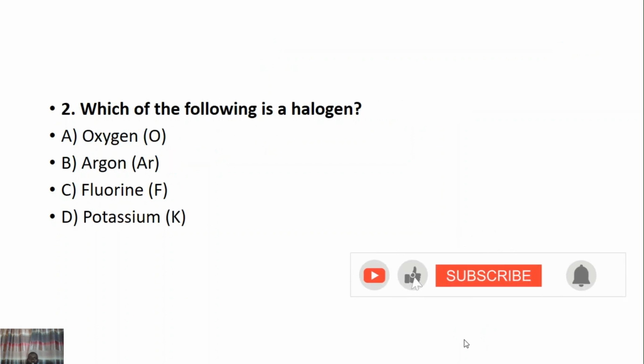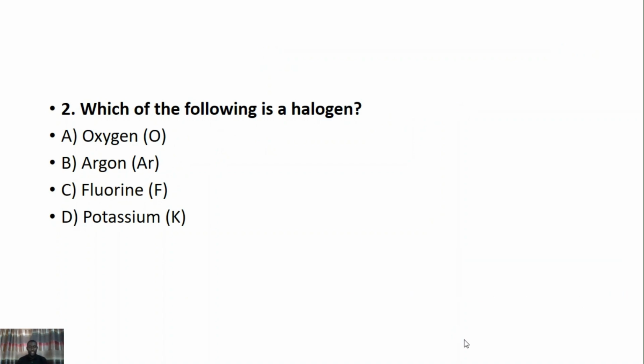Which of the following is a halogen? Halogens are group 7 elements, right? And they are mostly gases. And like I said earlier, as we go down the group at room temperature, their density increases. Fluorine is a gas, chlorine is a gas, but iodine is a solid. So which of the following is a halogen? Fluorine is the correct answer.